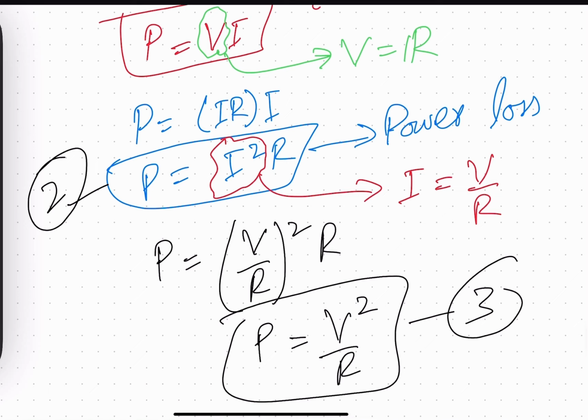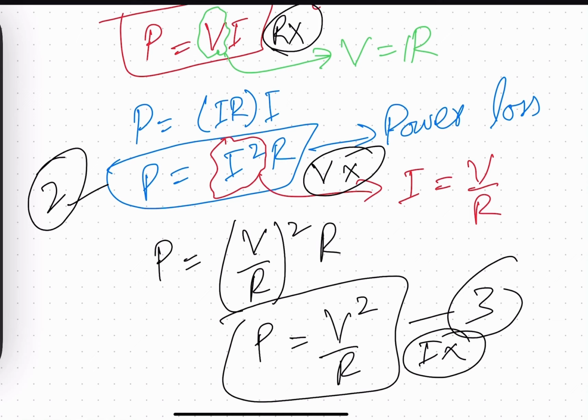So there are three relations of power that we can use. In the first relation there is an absence of R, in the second relation there is an absence of potential, and in the third we don't have current. So we can use any of these relations according to the given data and the given scenario.